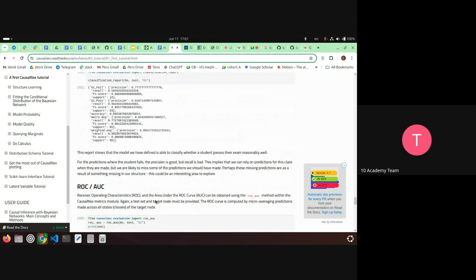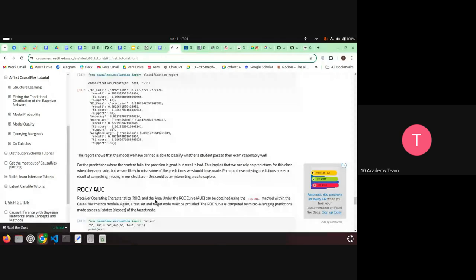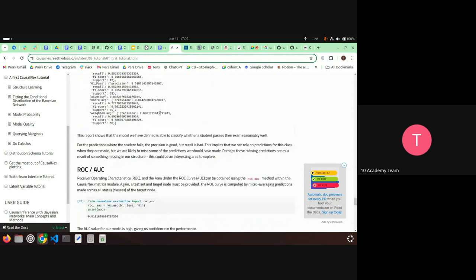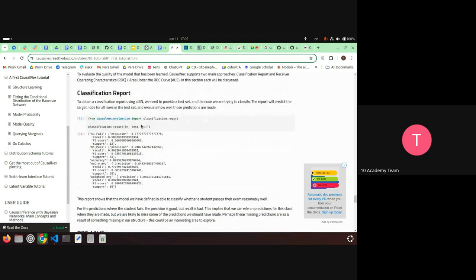And to see the model quality, you can use the test set. What you need is a test set and a target, and you can calculate either a classification report or the receiver operating characteristic. You're passing your test data and saying your target is D1. Of course, your test data have actual values for D1, but you use your model to predict the value for D1 and compare it to the ground truth, and calculate the precision, the recall, the F1 score. These are calculated for fail and for pass, and the average.